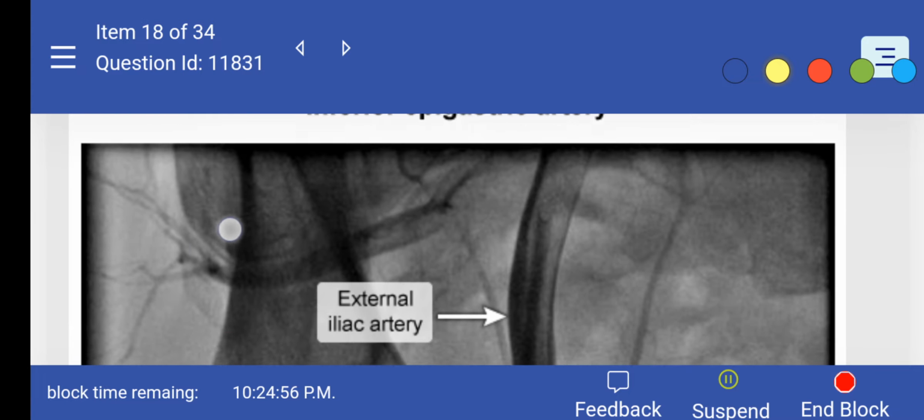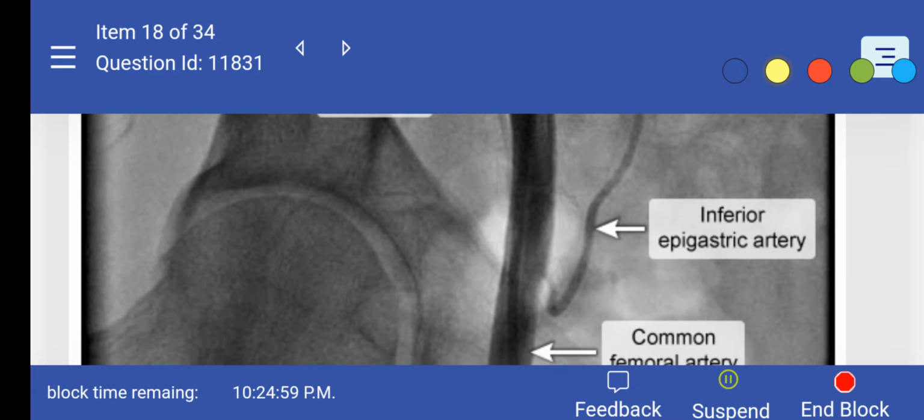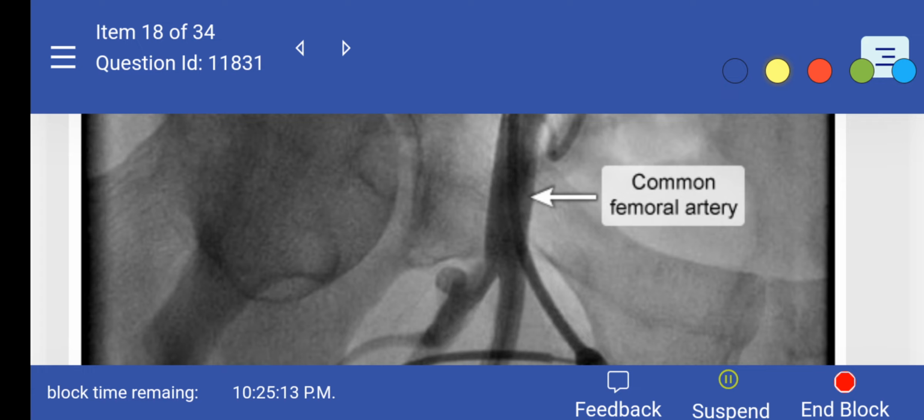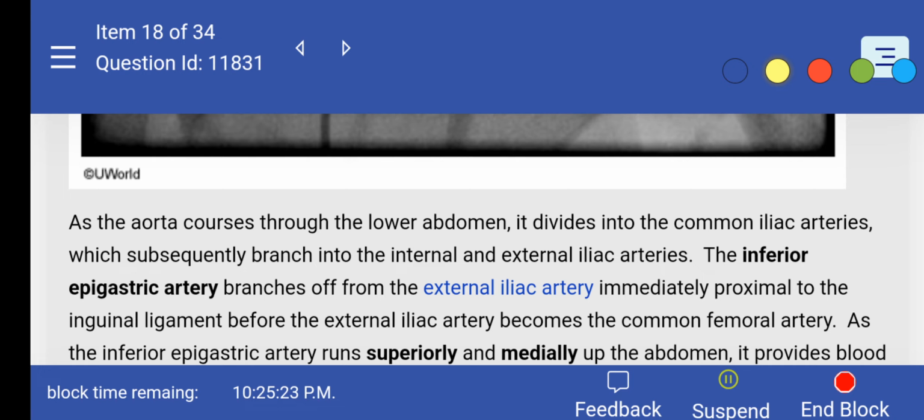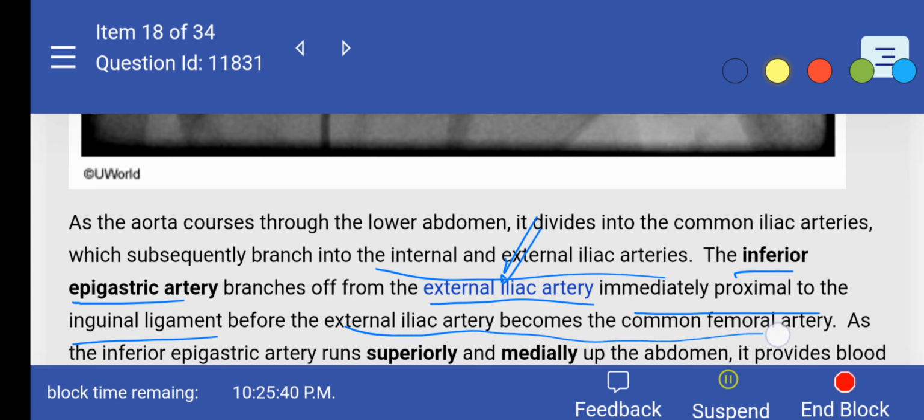So as I was saying, the external iliac artery gives a branch in the upward direction. That would be considered the inferior epigastric artery, and the external iliac artery continues in the downward direction and forms the common femoral artery, right? As the aorta courses through the lower abdomen, it divides into the common iliac arteries, which subsequently branch into the internal and external iliac arteries. The inferior epigastric artery branches off from the external iliac artery, right? First thing, this is important. Immediately proximal to the inguinal ligament, before the external iliac artery becomes the common femoral artery.